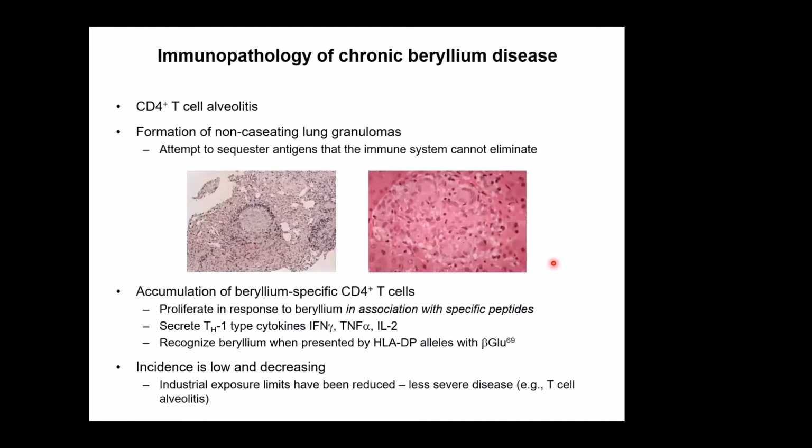So chronic beryllium disease is T-cell mediated. It's characterized by a CD4 T-cell alveolitis. And the hallmark of the disease is the formation of non-caseating lung granulomas. There's an accumulation of beryllium-specific CD4 T-cells. These proliferate in response to beryllium in association with specific peptides. These beryllium-specific cells secrete Th1 type cytokines, and they recognize beryllium when it's presented by the GLU69 DP alleles.